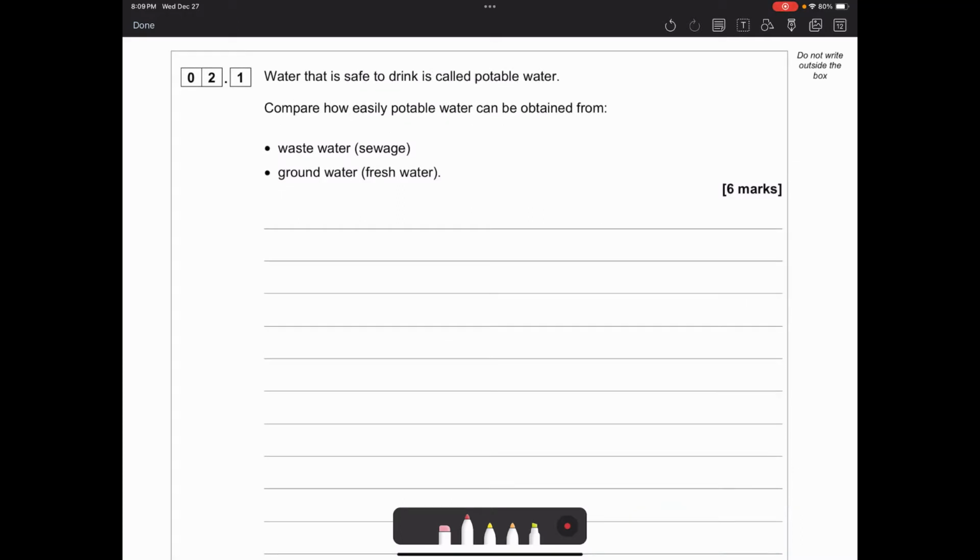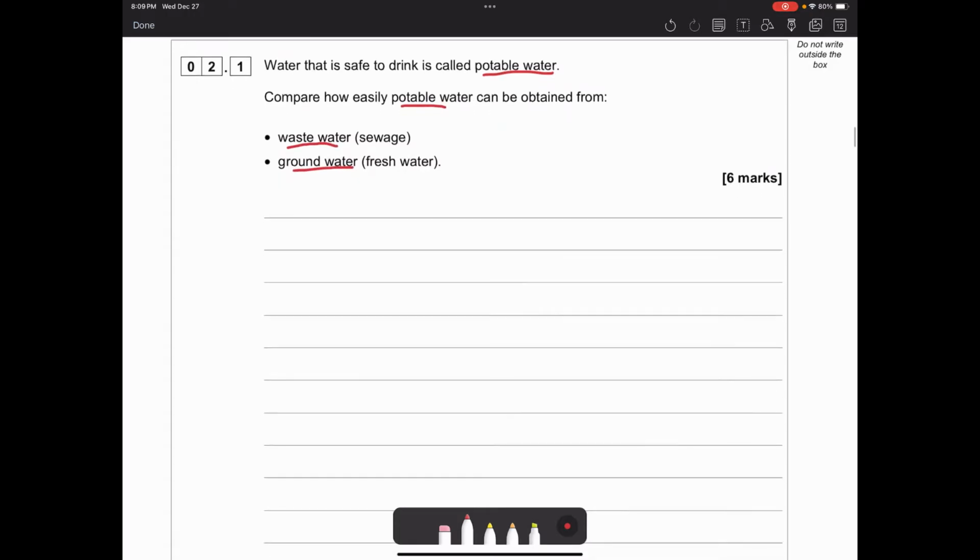Question number 2 then. Water that is safe to drink is called potable water. Compare how easily potable water can be obtained from wastewater and groundwater. Wastewater is your sewage, fresh water is groundwater. Okay, so I should immediately be thinking wastewater, well, that is much, much harder to get potable drinking water from. Ground fresh water, that's easier. Okay, so 1 mark just for identifying that.